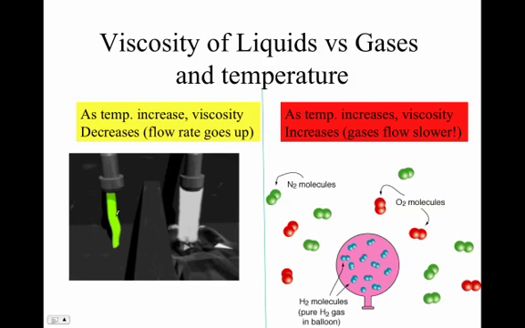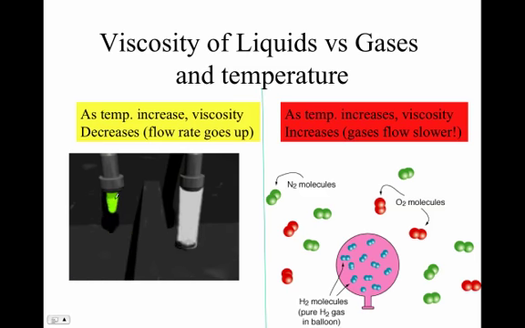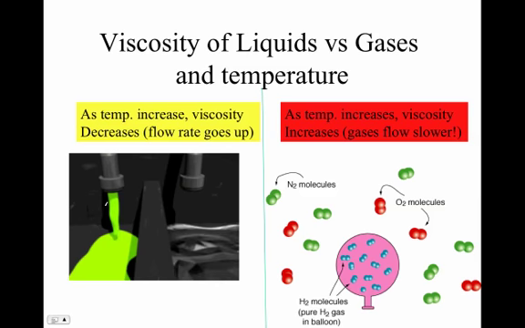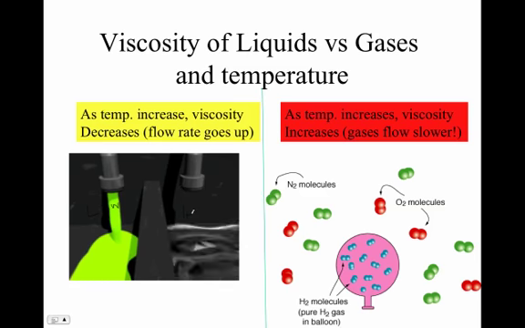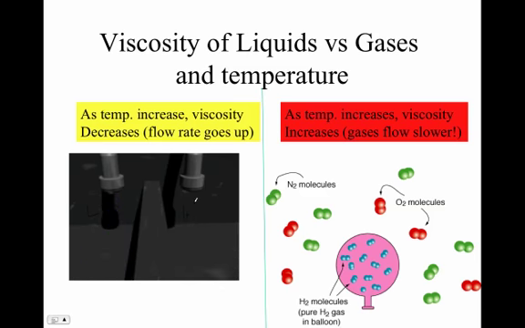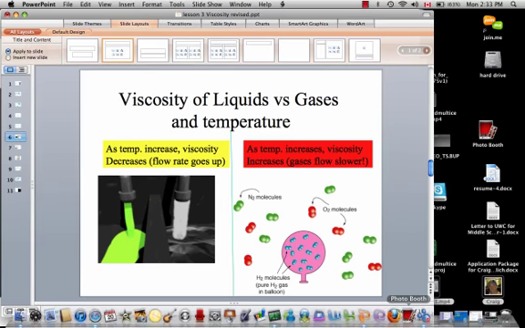So let's look at this picture. Here's two different liquids. And what could we say about the viscosity of the green liquid compared to the white? Well, if we compared the two, we'd say this one has a low viscosity and this one has a high viscosity. High, low.